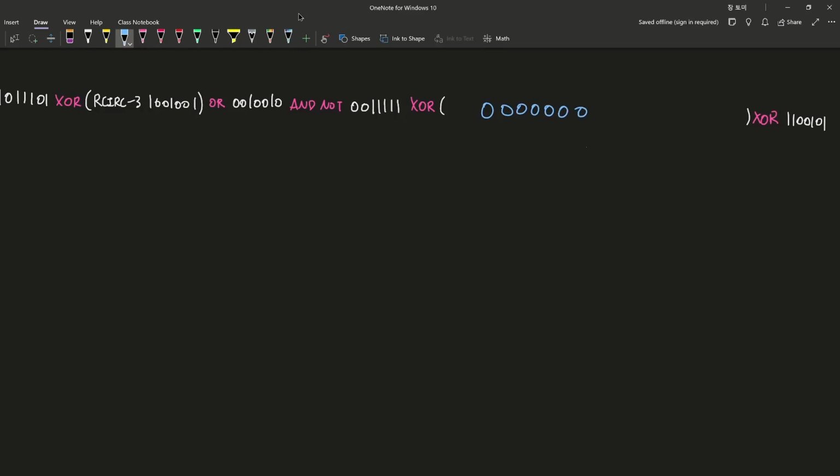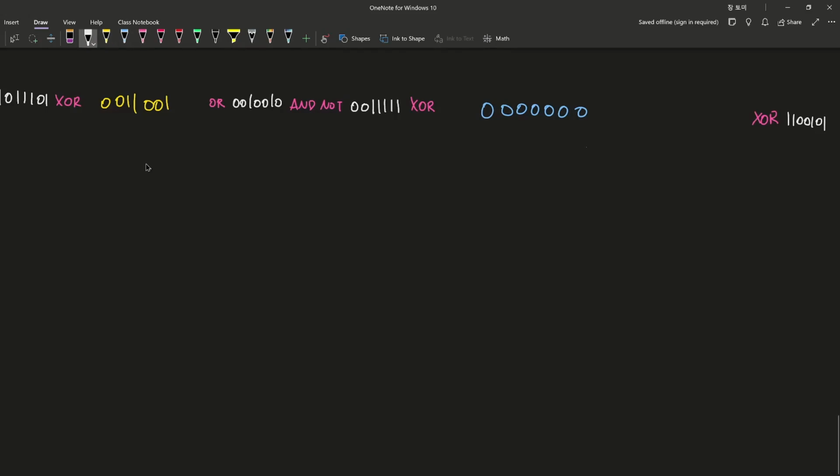Okay. Now another set of parentheses here. R circ 3 1001001, 1001001. We take the right three digits, move it to the left. That's our value here. Okay, let's delete the parentheses. Delete the parentheses here as well. I shouldn't have deleted that.